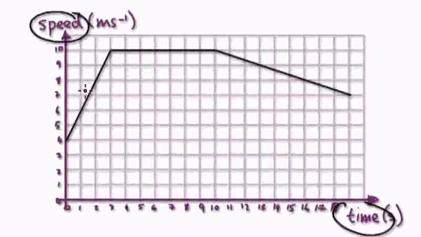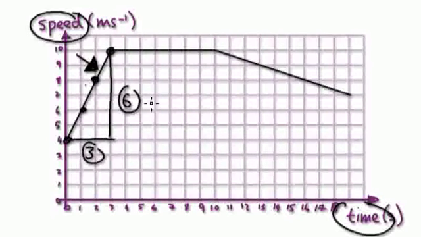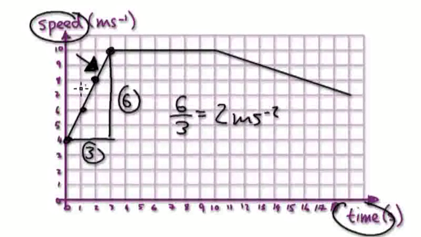So the gradient here represents the acceleration. If you want to know the acceleration at this precise point here, then you would work out the gradient. Look at this here, it climbs like this. So the gradient is the height divided by the across. The height is 6 up and 3 across. So the gradient is 6 over 3, which is 2. So the acceleration is 2 meters per second squared, because that's the gradient at this point here.